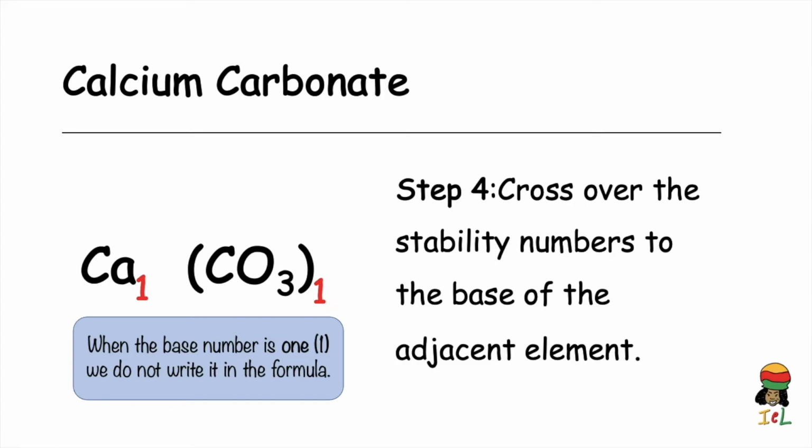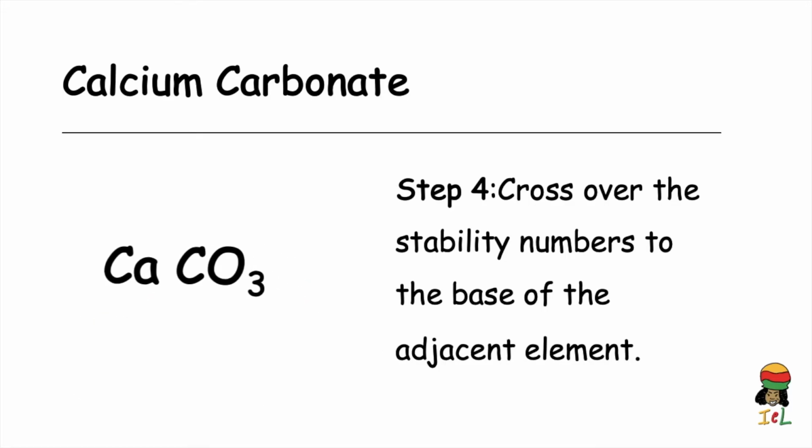When the base number is 1, it is erased and not written in the chemical formula. Also, when the base number of the radical is 1, the brackets are removed. Therefore, the chemical formula for calcium carbonate is CaCO3.